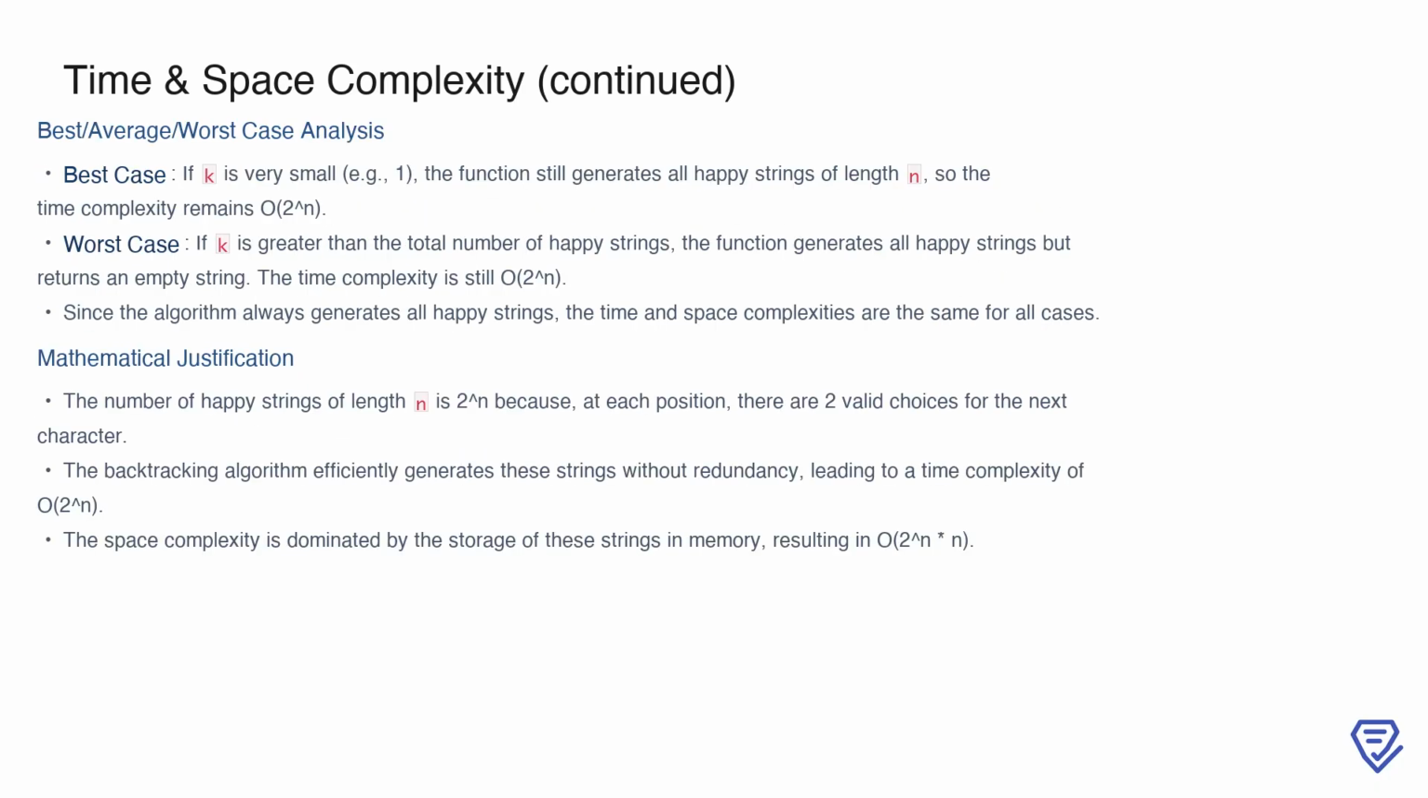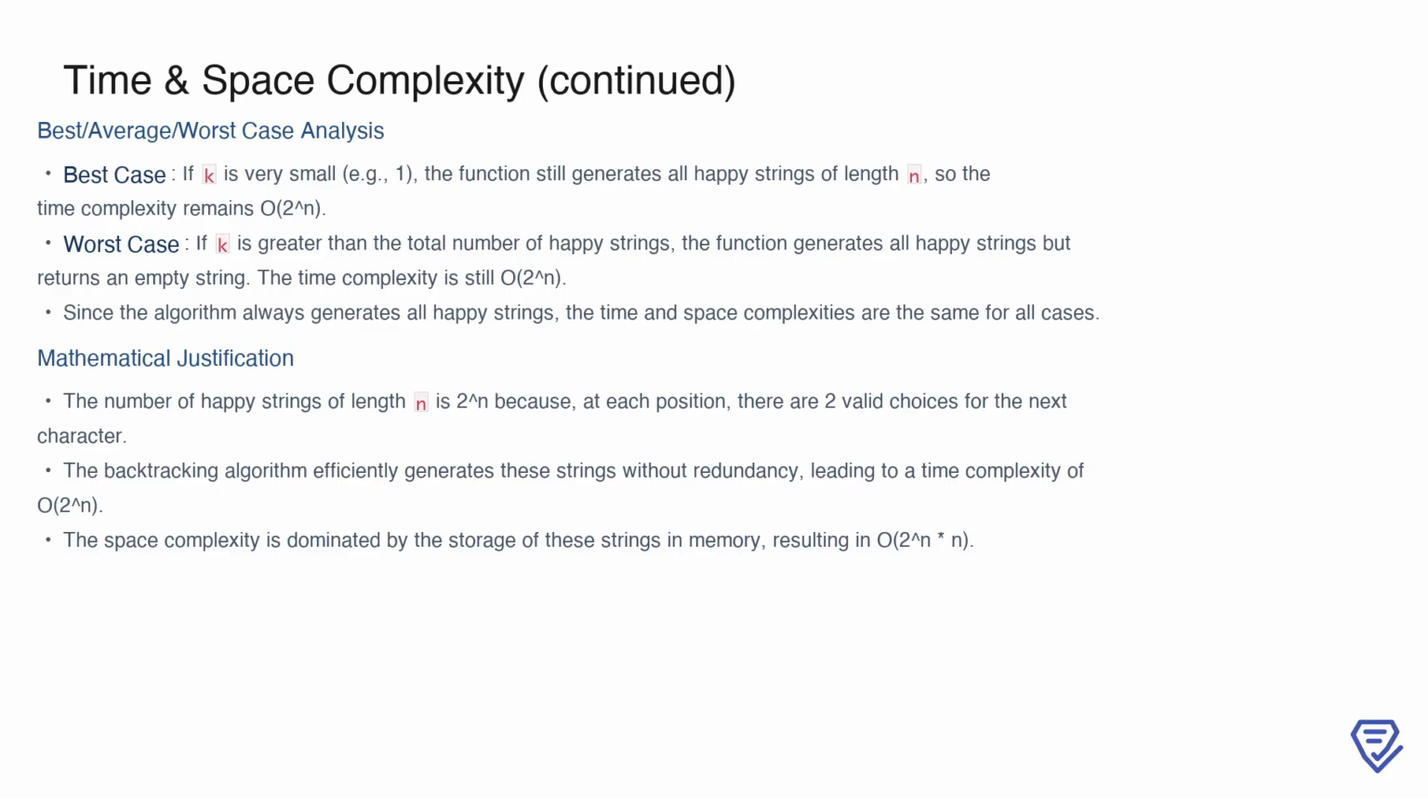Examining the best, average, and worst case scenarios, we find that the time complexity remains consistent across all cases. In the best case, where k is very small, such as 1, the algorithm still generates all happy strings of length n before returning the first one. Similarly, in the worst case, if k exceeds the total number of happy strings, the function still generates all happy strings but returns an empty string. In both cases, the time complexity is O(2 to the power of n).